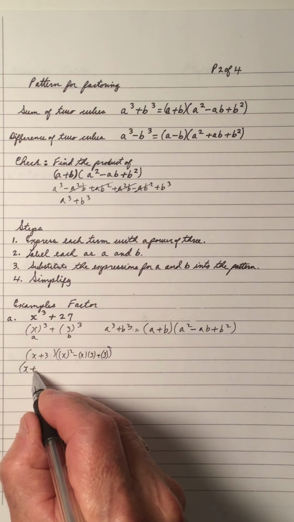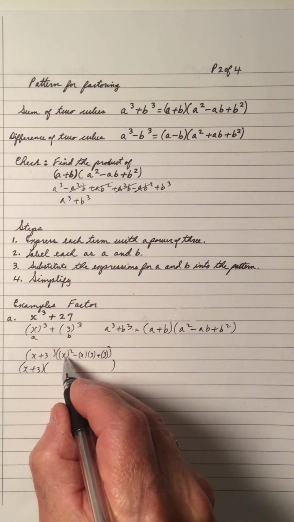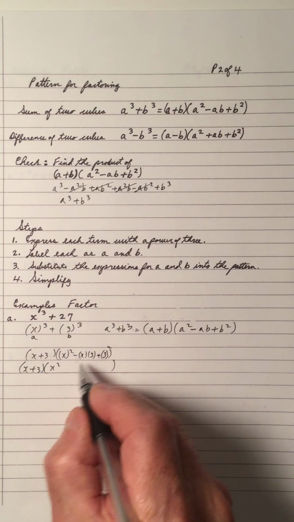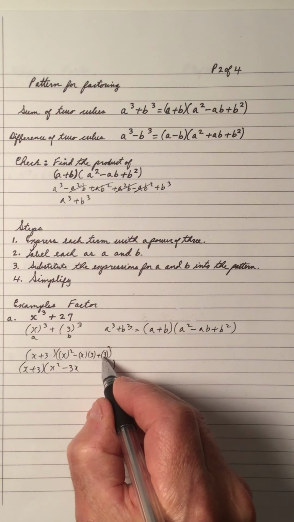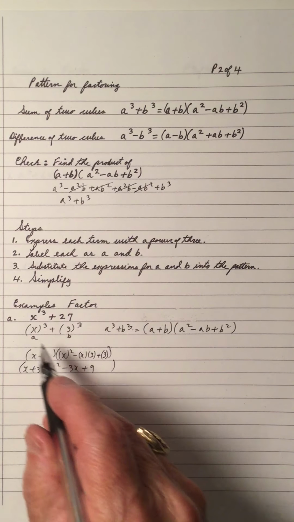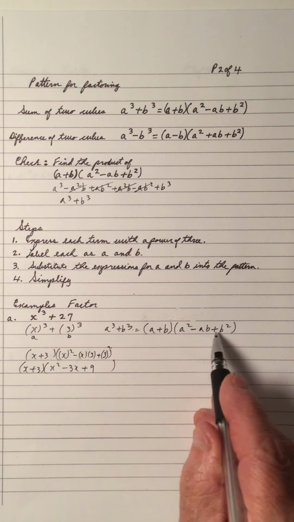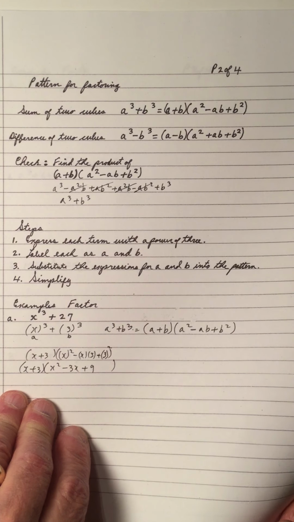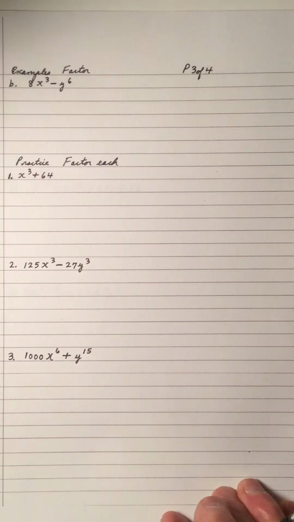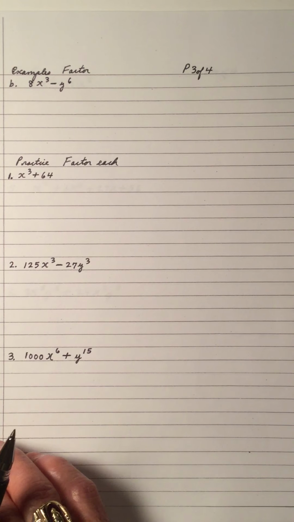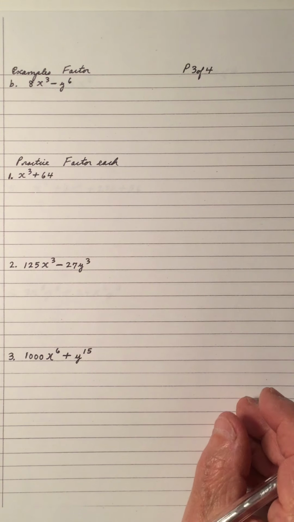And when I simplify that, here we go. X being squared is x squared. And negative 3 times x is negative 3x. And 3 being squared is a 9. So that's how you factor the sum of two cubes, by learning this pattern and subbing in. Let's try another one. You have to practice. You have to learn the pattern. ab, a squared, ab, b squared, plus sign with a minus in the middle with a plus.